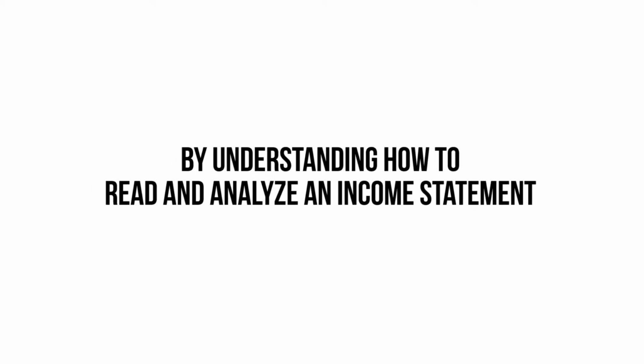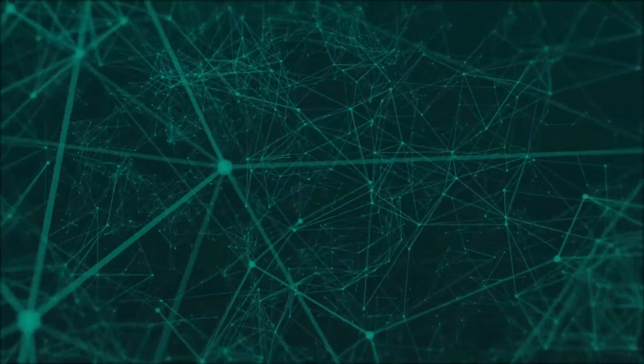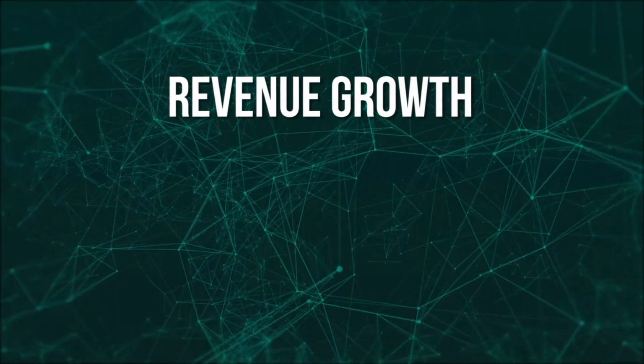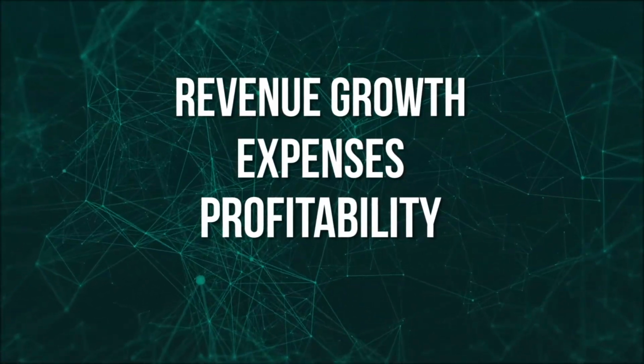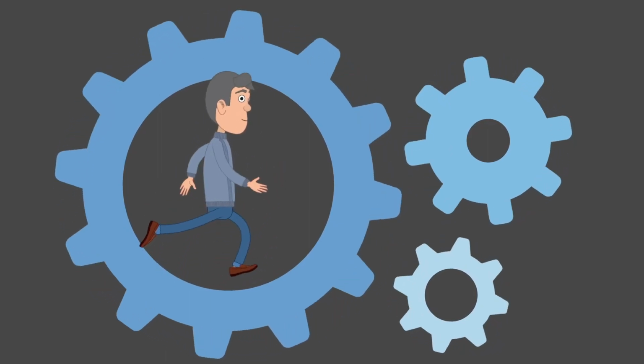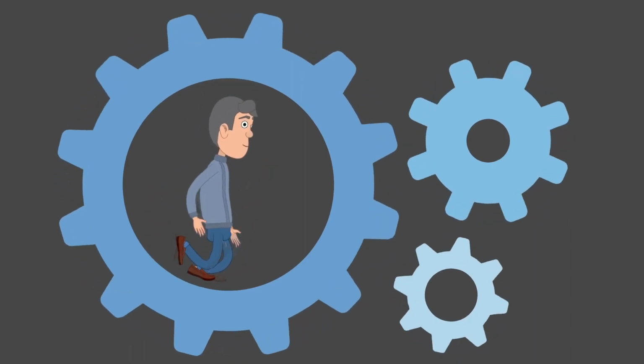So, by understanding how to read and analyze an income statement, investors can understand a company's financial health and performance. While there are many different ways to analyze an income statement, some key things to look for include revenue growth, expenses, profitability, and cash flow. By understanding these key income statement components, investors can make more informed investment decisions.